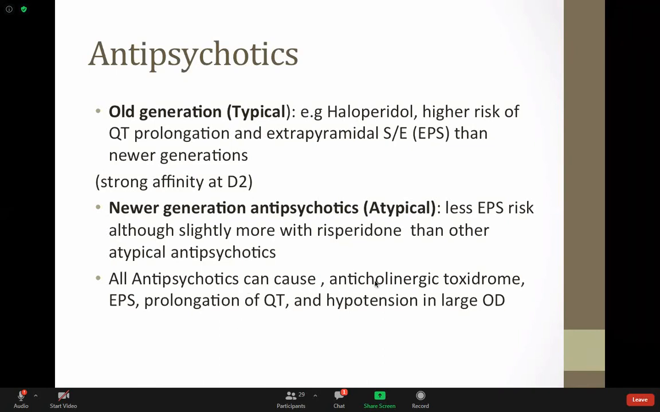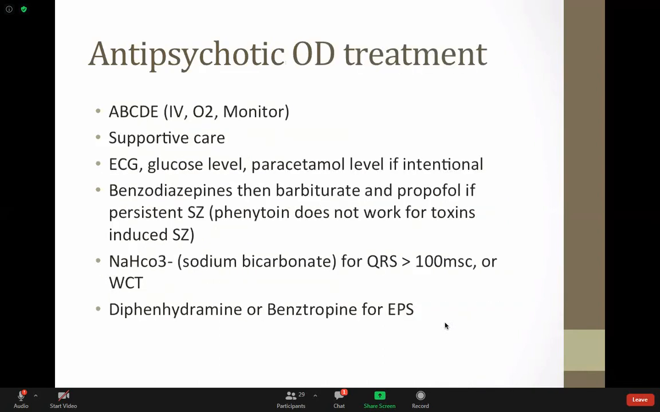So all antipsychotics can cause anticholinergic toxidrome, and even the antidepressants can cause anticholinergic toxidrome, extrapyramidal side effects, prolonged QT, which we said if there is prolonged QT and Torsad, we treat with magnesium. They can cause hypotension, we treat with fluid and vasopressors. ABCs, supportive care, ECG, glucose again, get a paracetamol level, and benzodiazepines for seizure. If that doesn't work, barbiturate. If that doesn't work, propofol. We don't use phenytoin, okay?